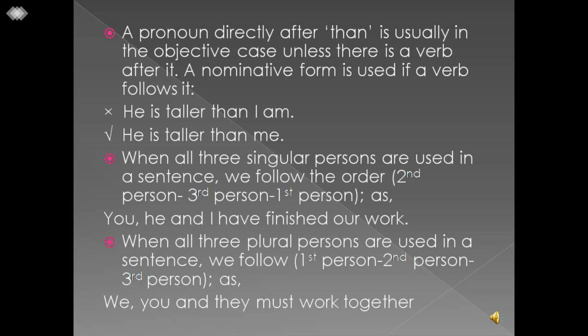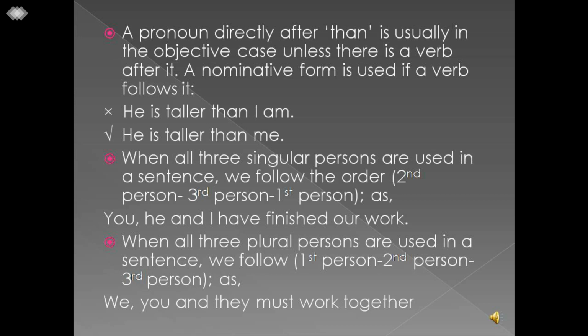A pronoun directly after than is usually in the objective case unless there is a verb after it. A nominative form is used if a verb follows it. There are two examples wherein you can see the correct form of the sentence. The correct form of the sentence is he is taller than me. So this is the correct form, not he is taller than I am. So this one will be wrong.